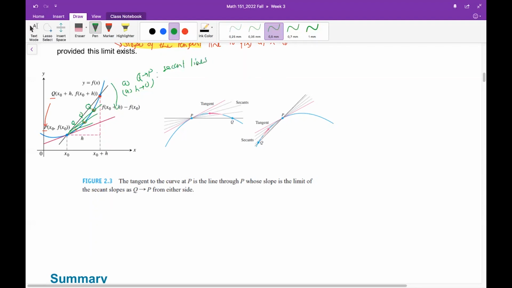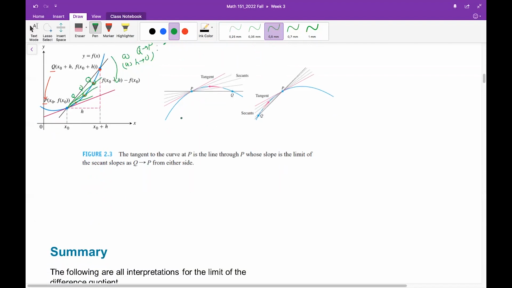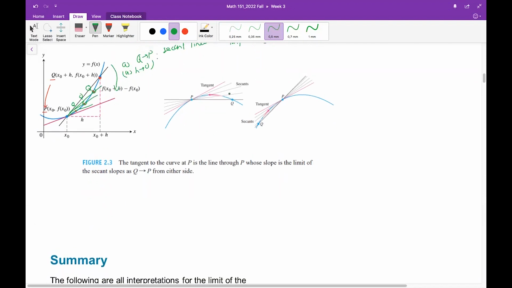Secant lines are approaching the tangent line. And here is another figure describing that. You see, if you move all those secant lines and your point Q towards the point P, secant lines approach the tangent, when as h goes to 0. This means that Q goes to P, okay? And you can do this also from the other direction, like this.